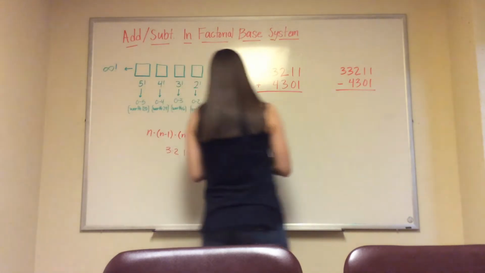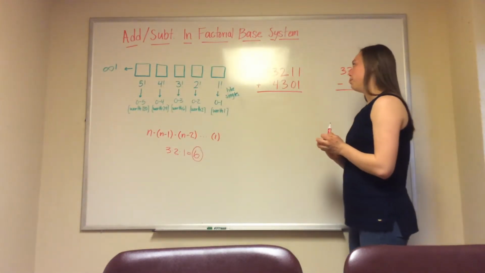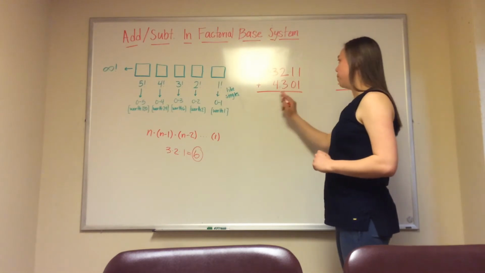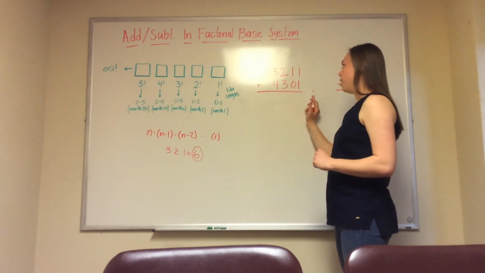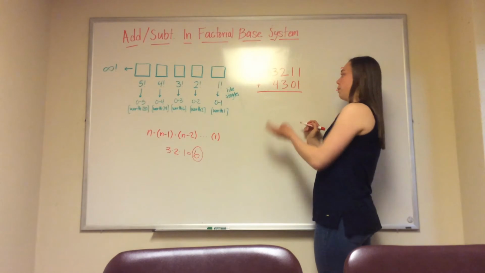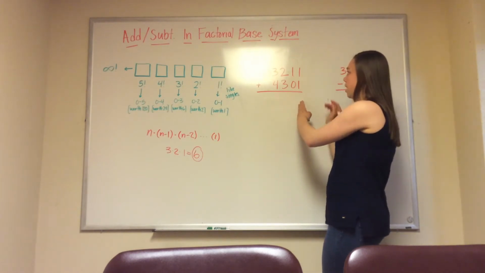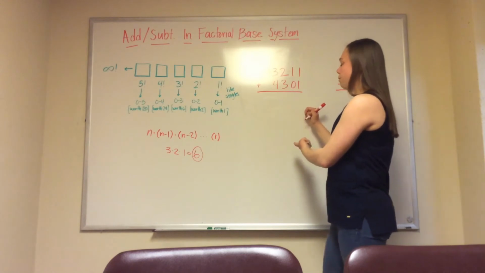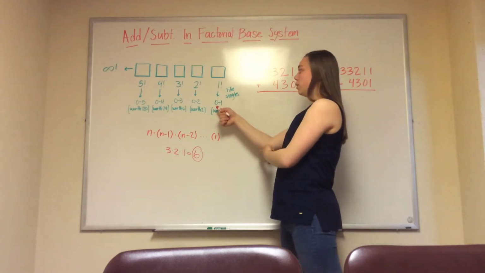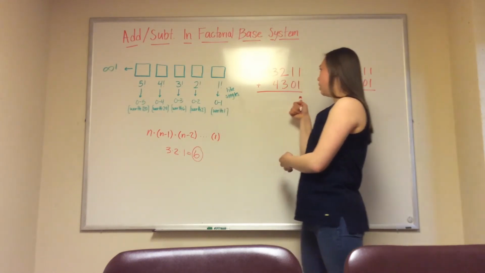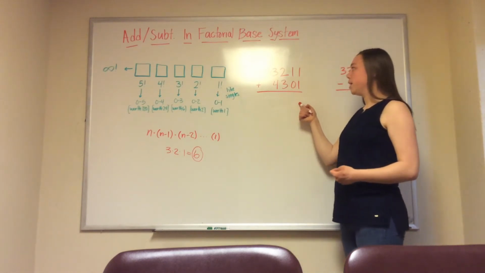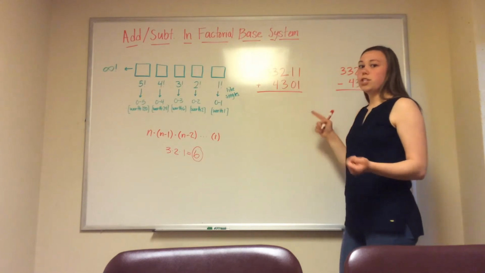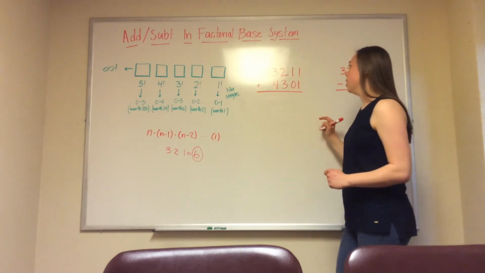So now let's look at our addition and subtraction problems. So first we'll start with 33,211 plus 4,301. So just like normal addition, we're going to start with the farthest column on the right. So we have 1 plus 1, and right away that gives us 2. And since we learned that we can only have digits 0 through 1 in the 1 factorial place, we're going to have to carry over to the next column, just like in base 10 addition.